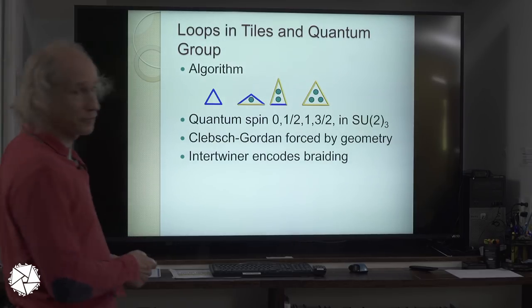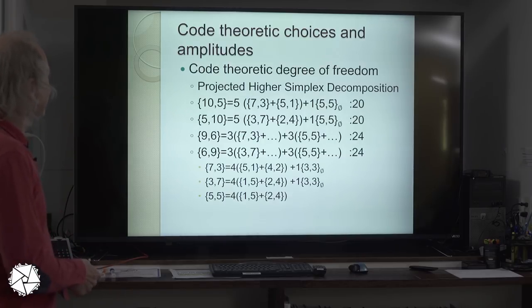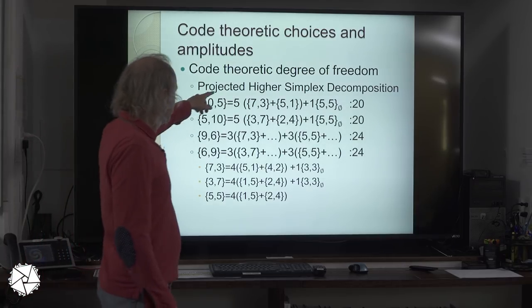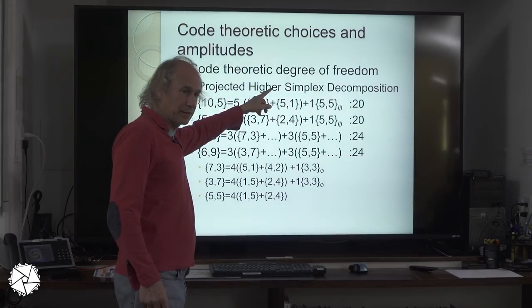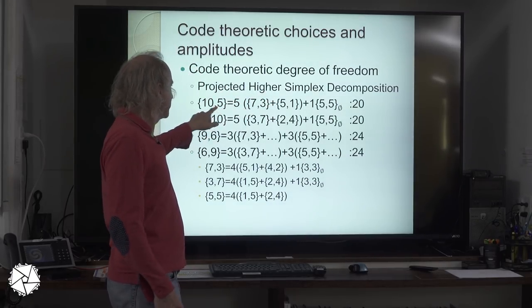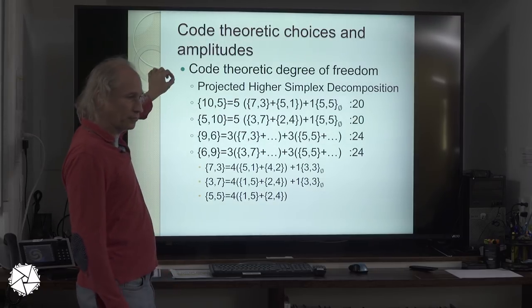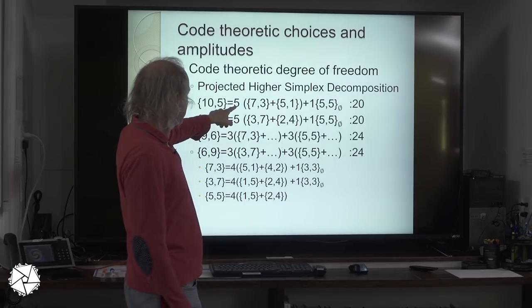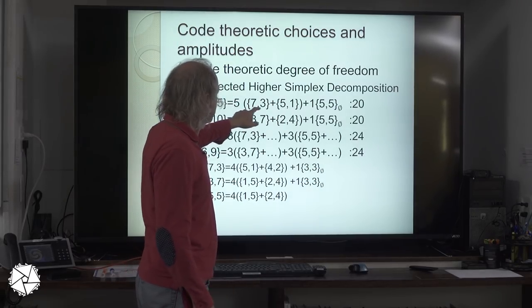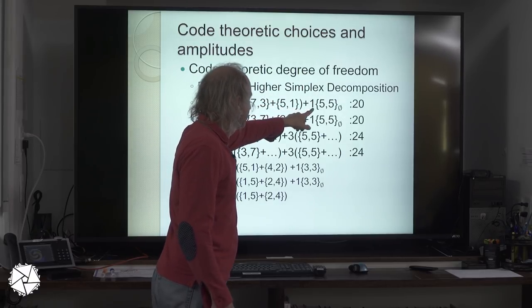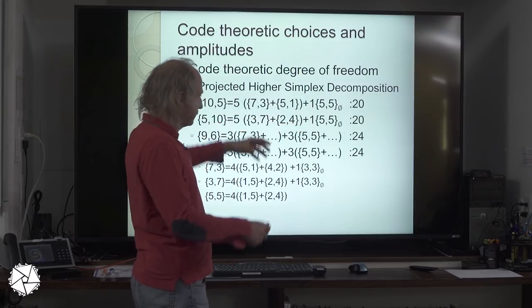So it's pretty finished, not totally. Just this idea for the code-theoretic choice and amplitude is when you decompose a higher simplex, you have several ways of decomposing it. So this one, for example, the 10-5, you have to select one of the five vertices to decompose into these two, the tetrahedron and a pentachoron.